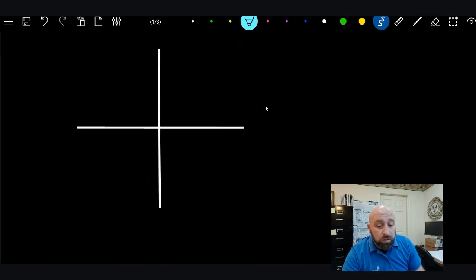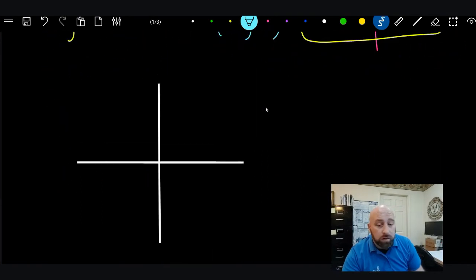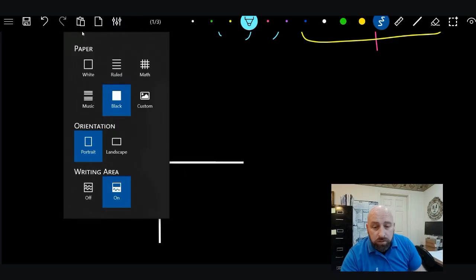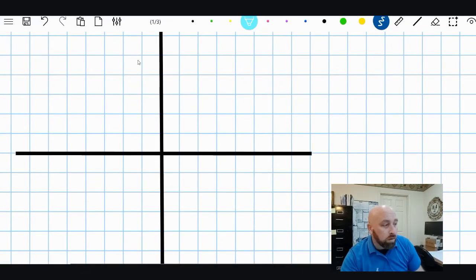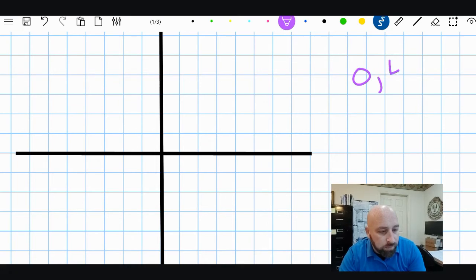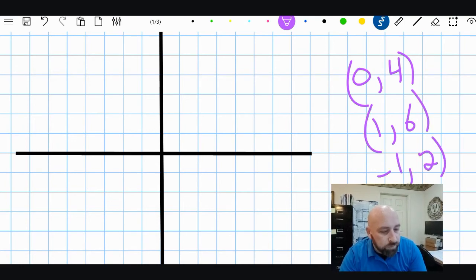Now we want to put those points onto our Cartesian plane. So let me go ahead and switch over here to math paper, and we will go ahead and do those points. Let me write those points over here too so you can see them. So it was 0, 4. It was 1, 6. And it was negative 1, 2. All right, so let's go ahead and graph those points.